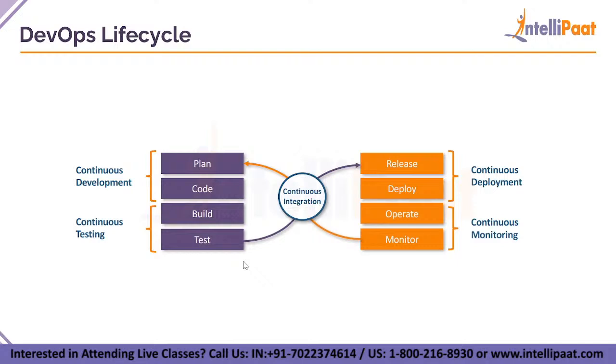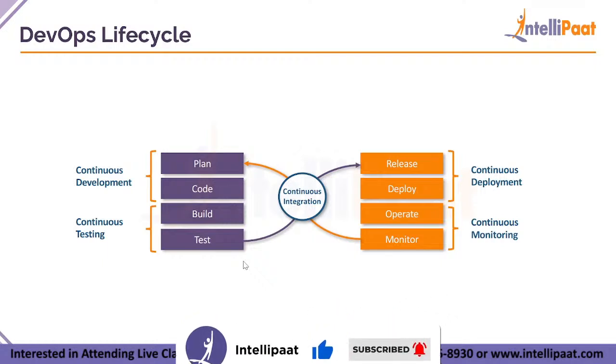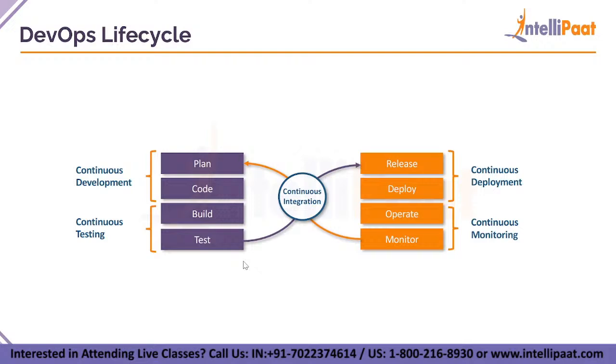Now, in the coding phase, we convert the requirements into functional code. Once the coding phase is done, a continuous integration tool pushes the code to the building stage. In the building stage, the code is built into software and finally it is pushed to the testing phase. Once the testing phase is completed, a continuous integration tool will push it to the release and deploy phase, in which our product is going to be released to the customer.